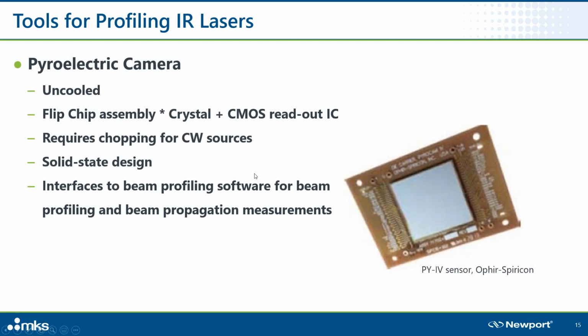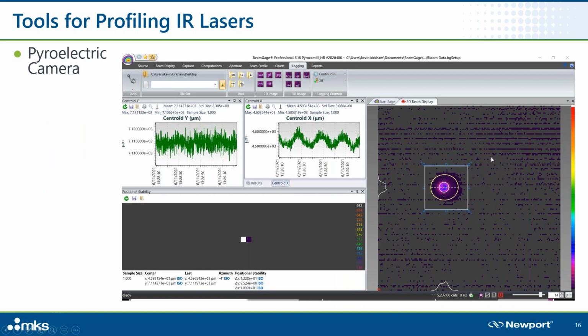Here's the image of the sensor that goes into this camera. It's uncooled. It's a flip chip type assembly where the crystal is bonded to a CMOS readout IC. Pyroelectric sensors require an interrupted signal. Typically it is read in both the heating and cooling cycles to increase the signal to noise ratio. These are solid state sensors, and again, come with beam profiling software packages that give you a false color display, various results, including size and location, Gaussianness, uniformity, pointing stability, and many, many other determinations.